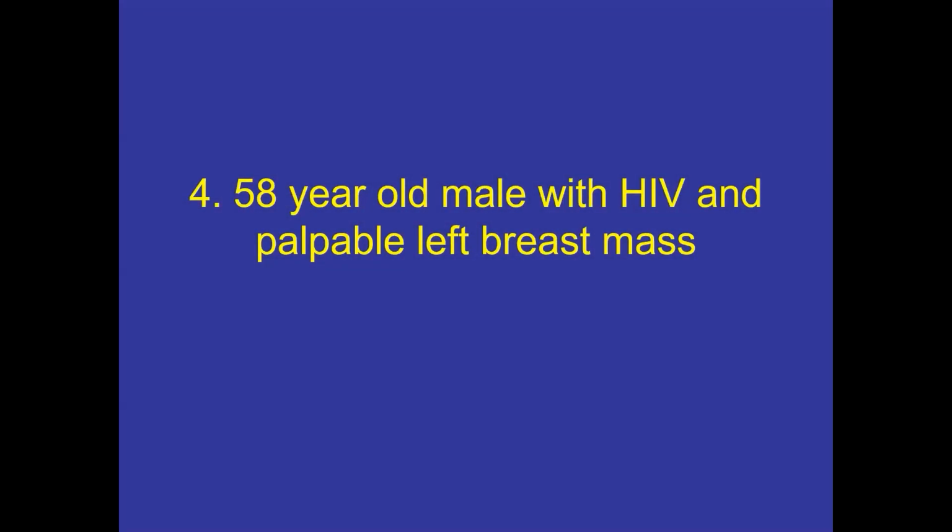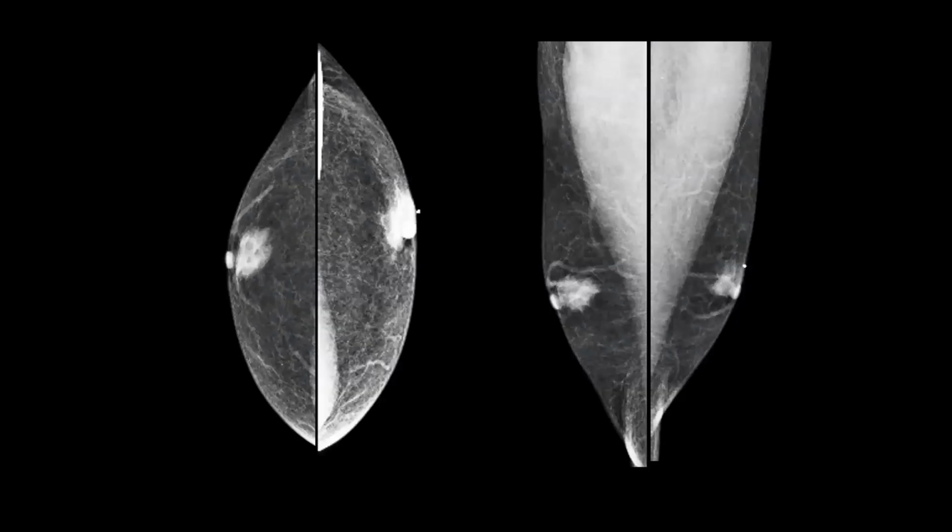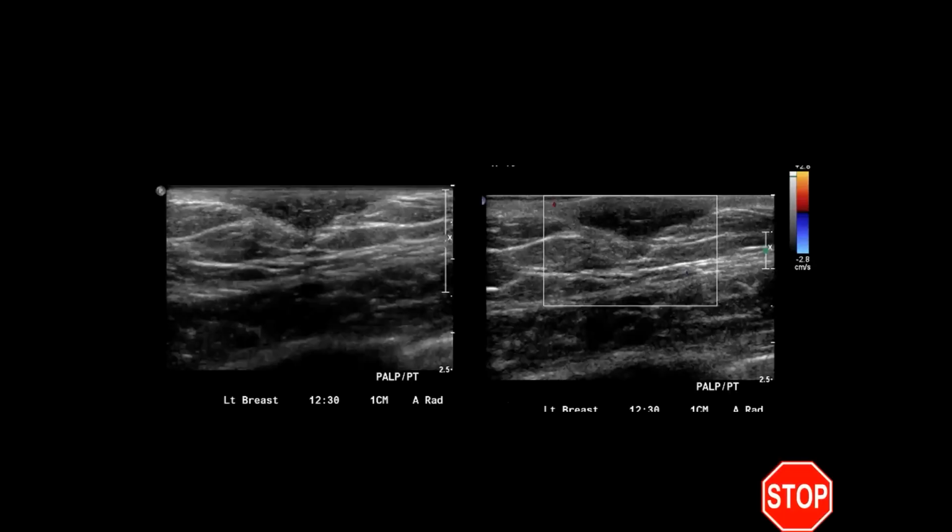So, 58-year-old male with HIV and a palpable left breast mass. Here's the images. And the mass is marked with a palpable BB right here. Every institution does something different. The institution I was at when I found these images, it was a BB marker. Some places use a triangle, but in this case, it's a BB. So this is the first set of images. This is another set of images. And this is the ultrasound of the left palpable area.